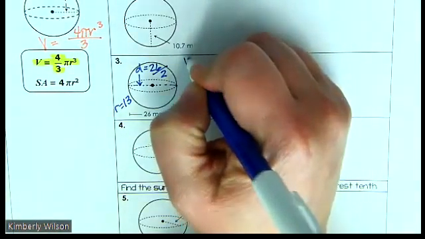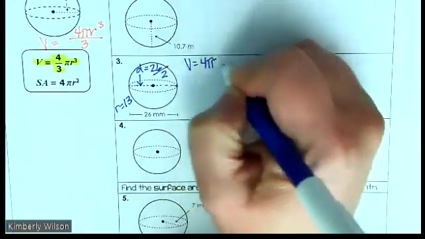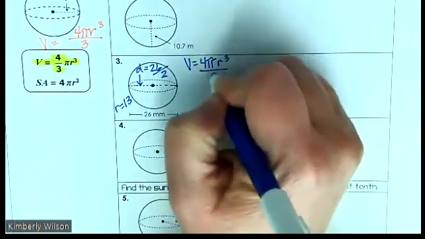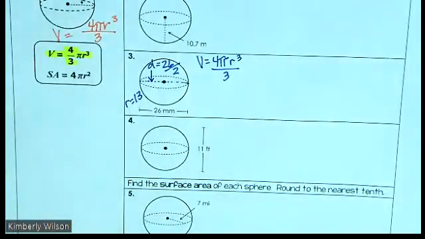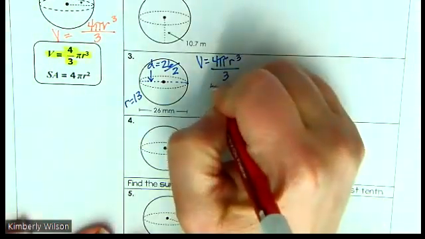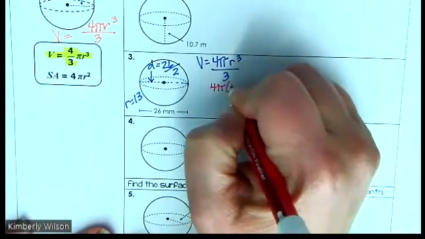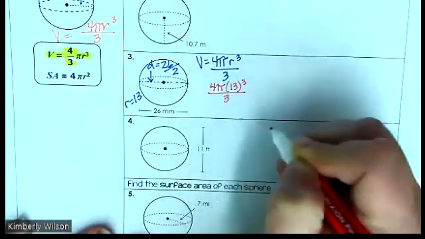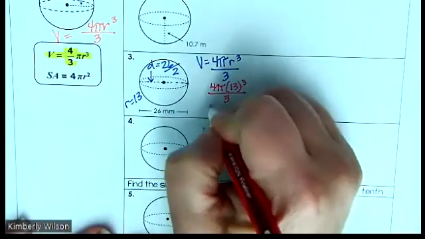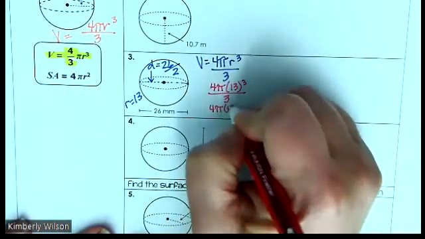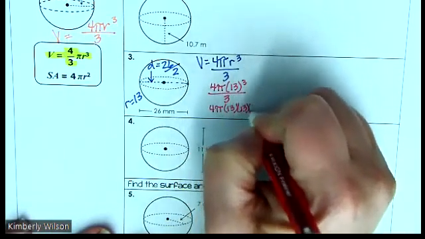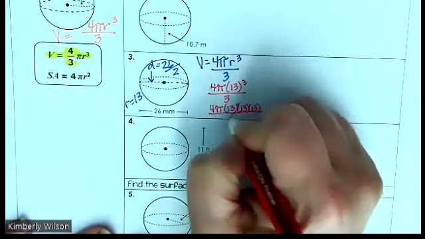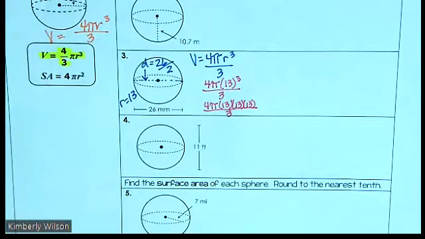So now I write my formula. V equals 4 pi r to the third, all divided by 3. And now we plug and chug is what I call it. We plug in the numbers and start simplifying. So I have 4 pi times 13 cubed all over 3, which means I'm doing 4 pi times 13 times 13 times 13, all divided by 3. It's kind of similar to what you're doing.